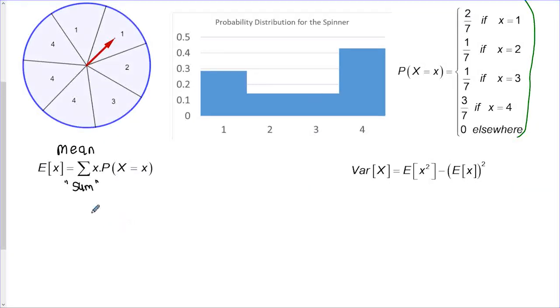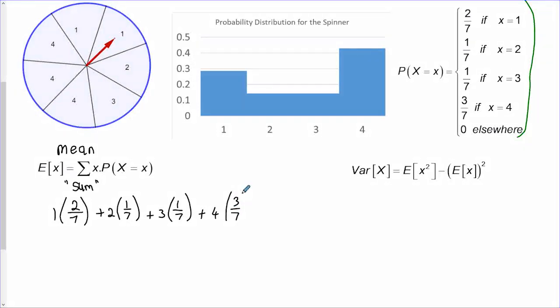So in other words, we're going to take 1 multiplied by 2/7, so that's the x value multiplied by the probability. And then we're going to add the x value of 2 multiplied by a 7th. And then we're going to add the x value of 3 multiplied by a 7th. And then we're going to add the x value of 4 multiplied by 3/7. We're going to work all of that out. It comes to 2/7, another 2/7, that's 4/7, 3/7, 7/7 plus 12/7, it comes to 19/7.